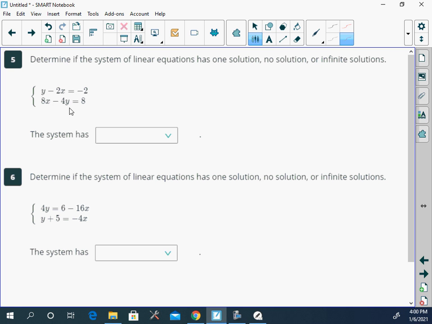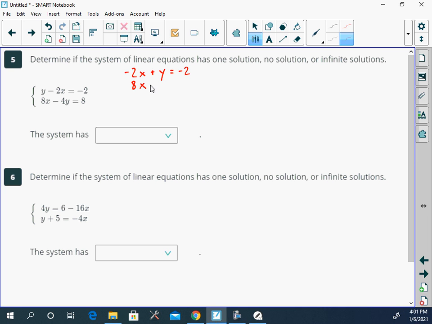Now the top one's a little bit tricky just because of how it is set up. Notice this one's y and this one's x, and this one's x, that one's y. I'm going to reorder the top one so the x is first and then the y is second. So this negative goes with the x, negative 2x. And then the y is positive, so it'd be plus y equals negative 2. And then the bottom one I'm just going to leave as is.